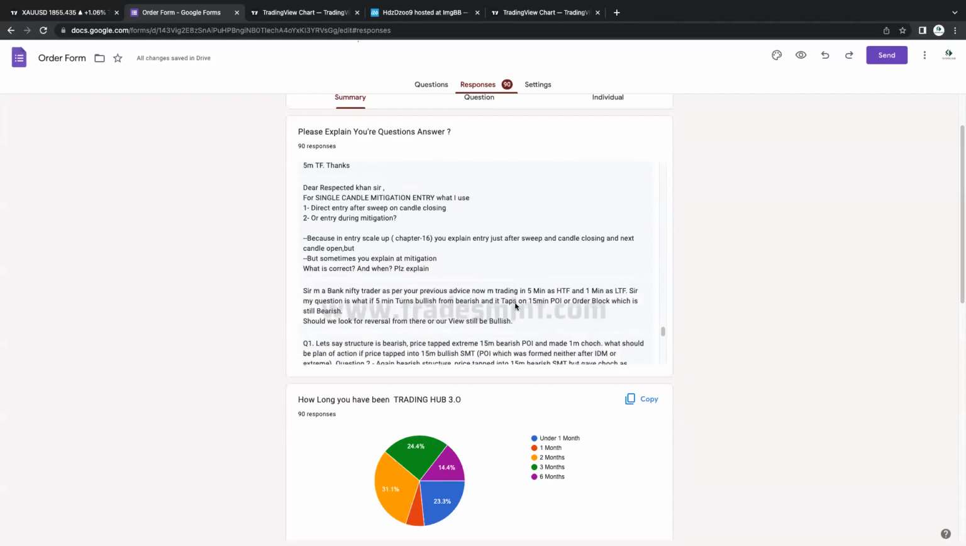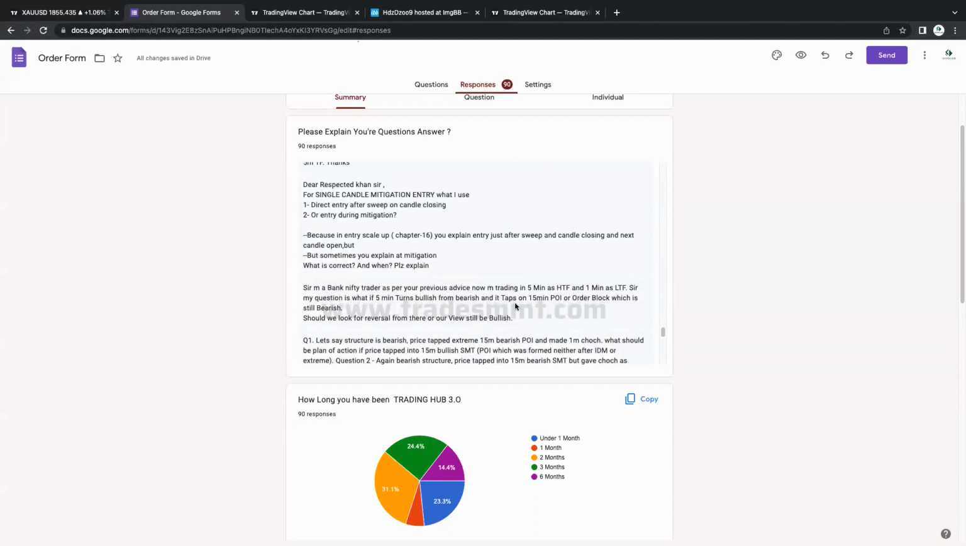Dear respected answer, single candle mitigation, what about using direct entry after the sweep? Yes, sir, you can also use the direct entry, but I will suggest you switch to a lower time frame to get lower time frame confirmation also for a better entry.